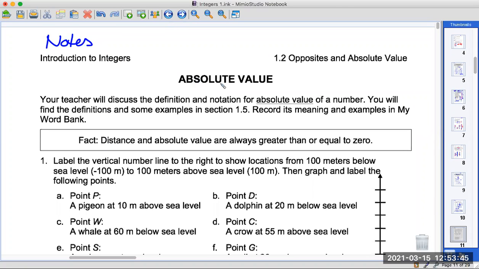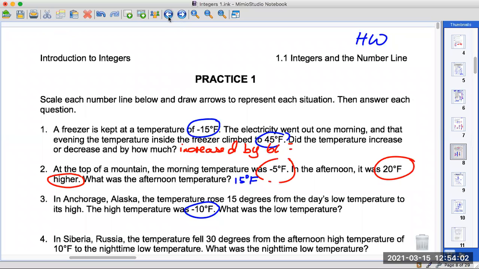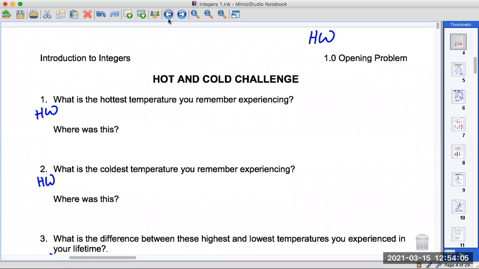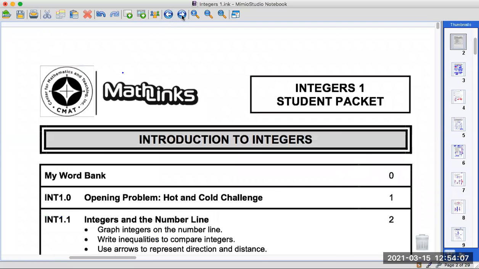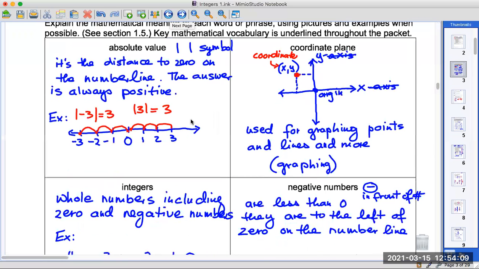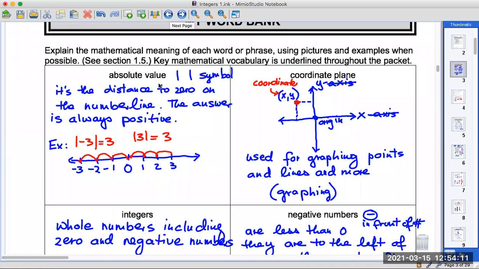Introduction to integers. Now we're talking about absolute value, which has those 2 bars that tell you that. Your teacher will discuss the definition and notation of absolute value of a number. Remember the first page where you had to write all your definitions? Let's look that up. The absolute value, what does it say? Is the distance to 0 on the number line. The answer is always positive.